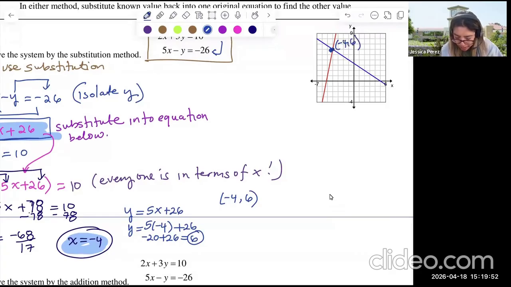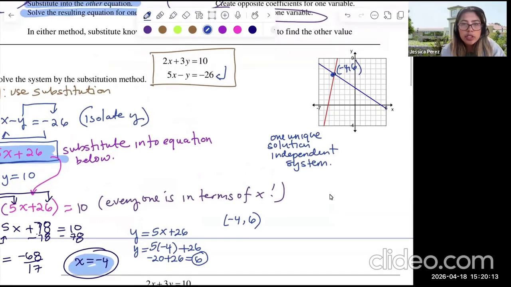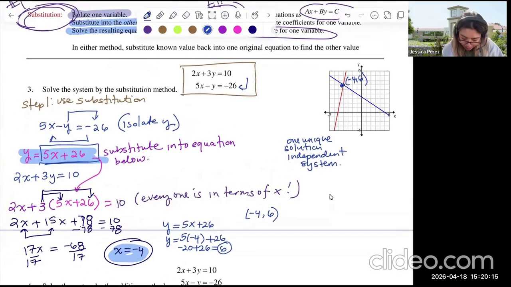So this means we have one unique solution, and this is called an independent system. So we found an independent system with one unique solution. And we are able to go back and check and satisfy if negative 4 and 6 is really the solution.